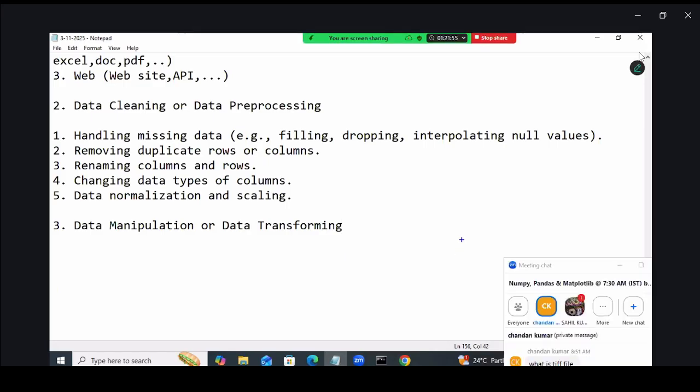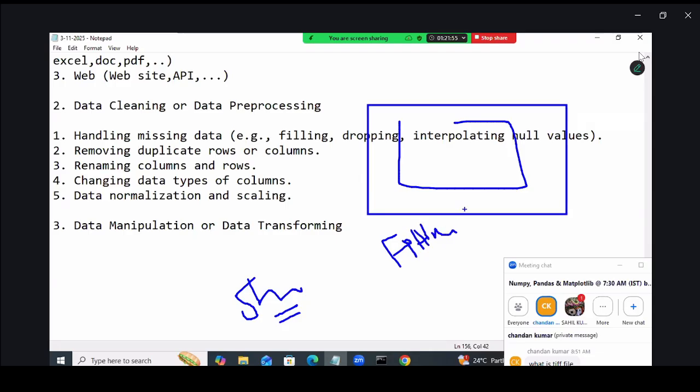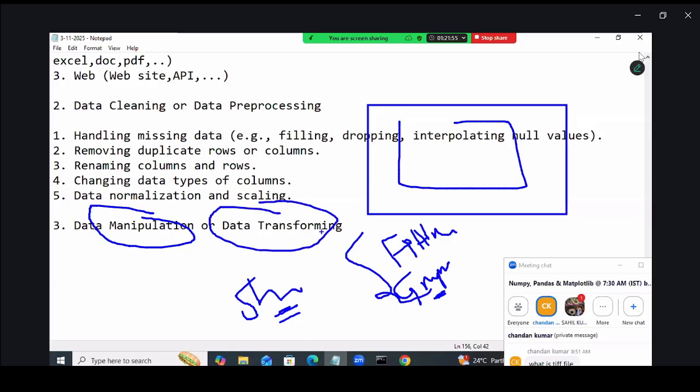Suppose you have a lot of data. Now you want to apply some statistical analysis or statistical operations on only some data. Then what do you do? Filtering. For example, you want to perform some statistical operation on a group of data. Then what do you do? You try to classify the data by using which one? Grouping. So all these are nothing but data manipulation, or this is called data transforming.